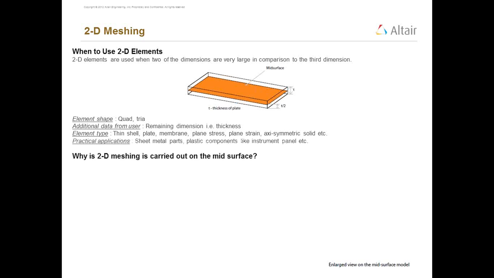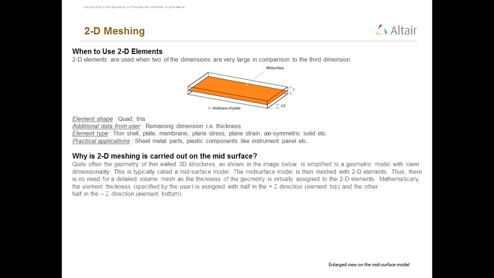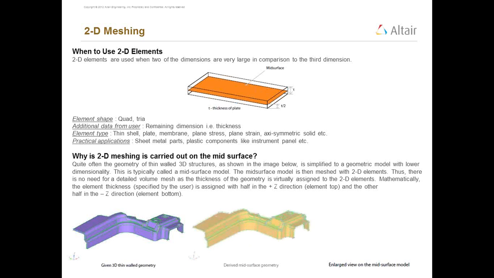Then why is 2D meshing carried out on the mid surface? Quite often the geometry of a thin-walled 3D structure, as shown in the image below, is simplified to a geometric model with lower dimensionality. This is typically called a mid-surface model. The mid-surface model is then meshed with 2D elements.